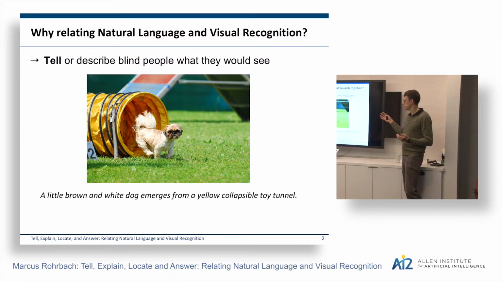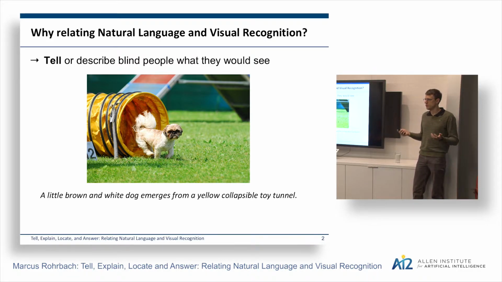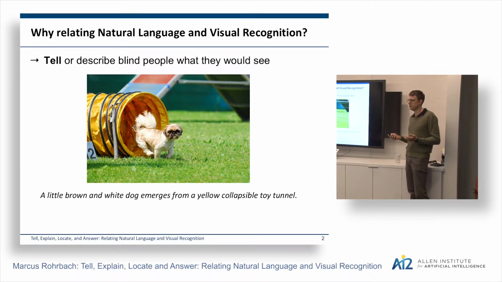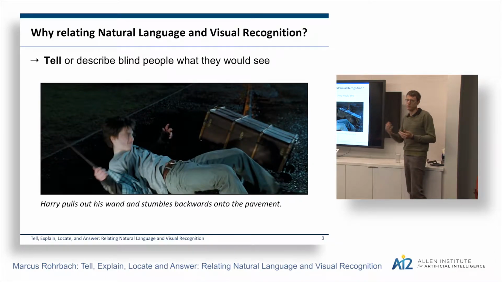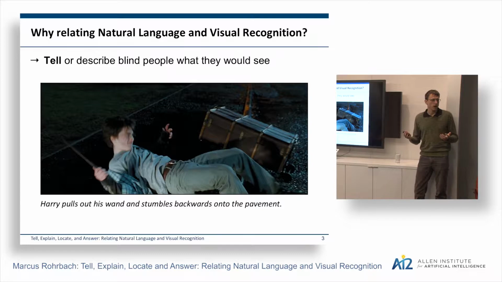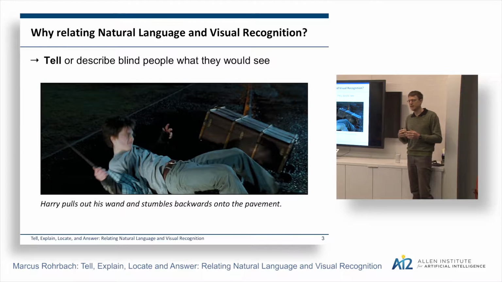And that's not just interesting for images, but just imagine you watch a movie with a blind or visually disabled friend, and he can't really see what is happening. So if we can automatically describe to the blind person that Harry pulls out his wand and stumbles backwards onto the pavement, the blind person has a very good idea what is happening in the movie despite not seeing it. So this is one task we're looking at, telling what we see in videos and images.